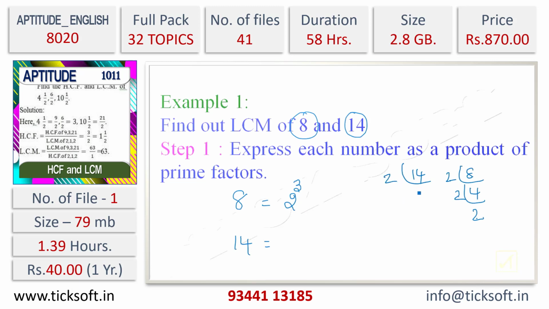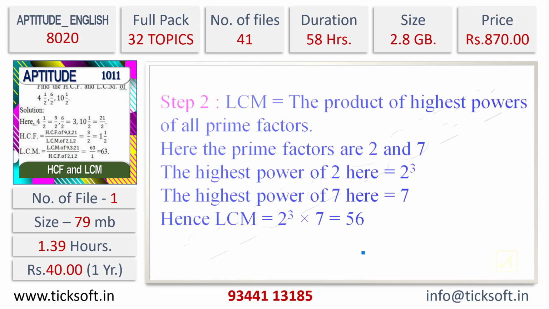So now if we divide this by 2 then we will get 7. So here both 2 and 7 are prime numbers. So therefore this 14 can be written as 2 into 7. So this is the first step. And now what is the second step?